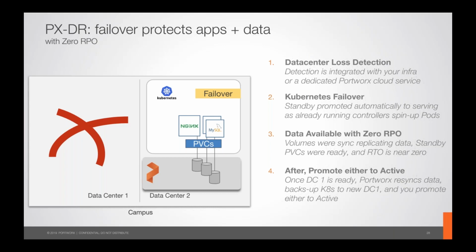By integrating with fault domain detection with Kubernetes clusters, we know exactly when the fault occurs, which allows us to get the standby clusters to spin up the pods in a time which allows us to meet RPO and RTO SLAs.